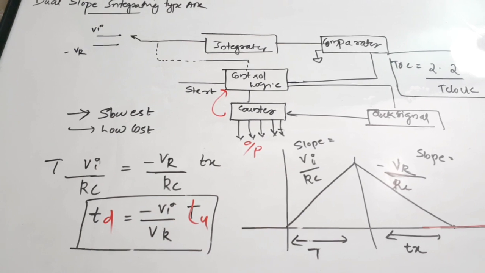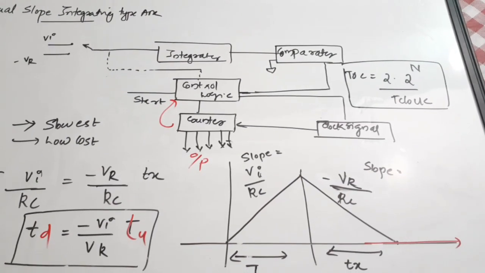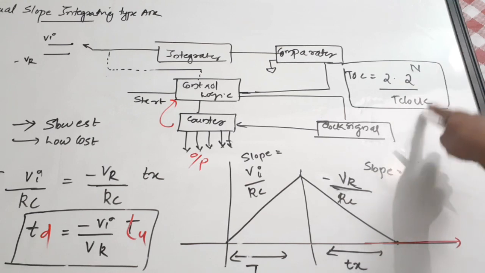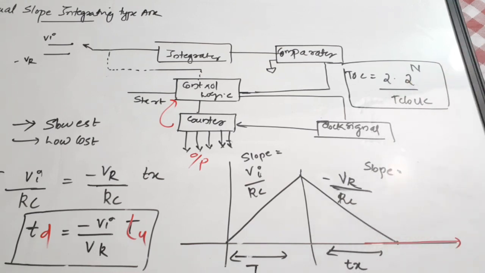Now the total conversion time in terms of bits: for an n bit ADC, the time of conversion TC is 2 into 2 raised to n by t clock, or since 1 by t clock is f clock, you can write it as 2 into 2 raised to n into f clock. So this is the dual slope integrating type of ADC.